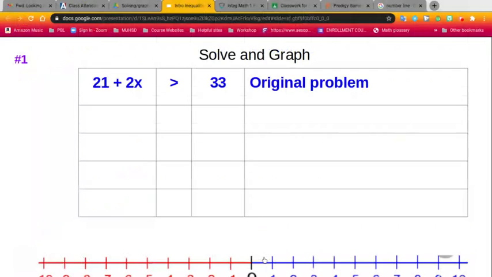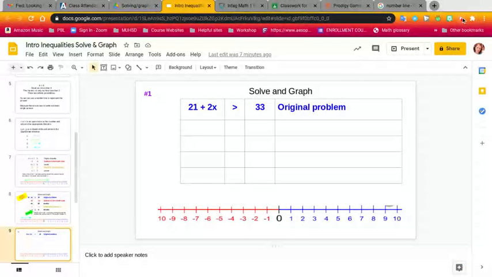And that is what there is for that quick and dirty explanation of how to do inequalities. I can never get this to stop like it's supposed to.